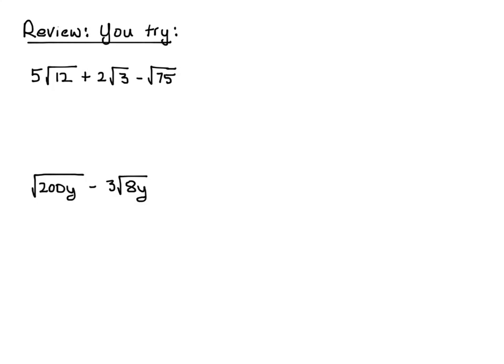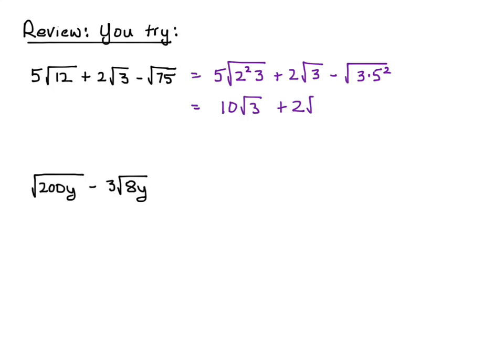Okay, so, yes. Is it 7 root 3? 7 root 3, I think that's right. Okay, so start out by factoring, right? And we take out those squares. And then it's 10 plus 2 minus 5 is 7, 7 root 3. Very good.